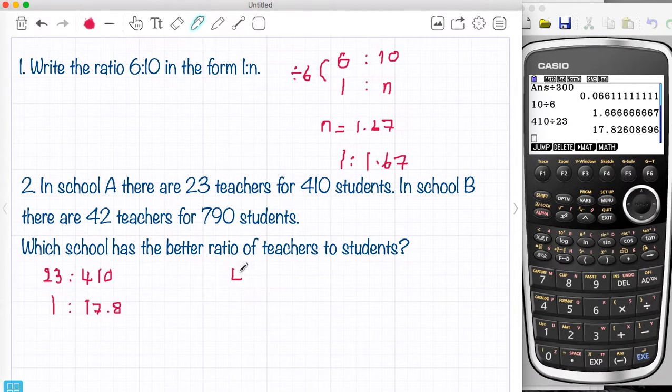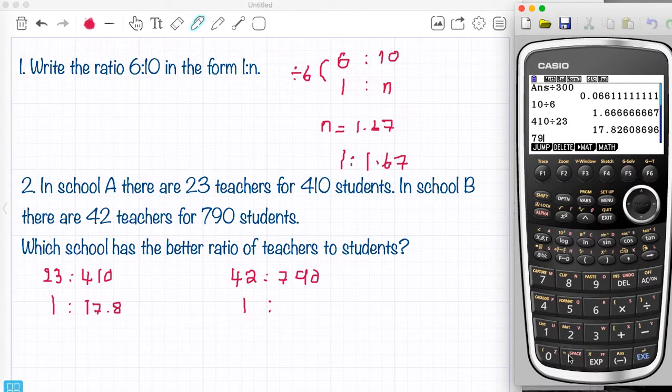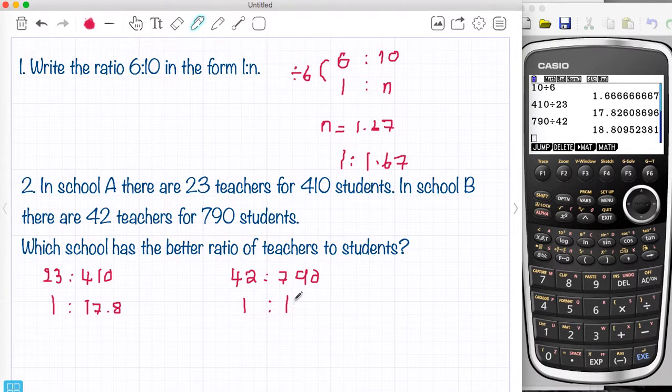So the second one is 42 to 790. So I want to divide by 42 to get 1. So I'm now going to divide the 790 by 42 as well. And the ratio is 18.8. Now, if you're talking about school, you want the smaller ratio because you want there to be more teachers per student. So this one is better, so school A is the better ratio. And this is just showing a use of where we might want to go 1 to n.